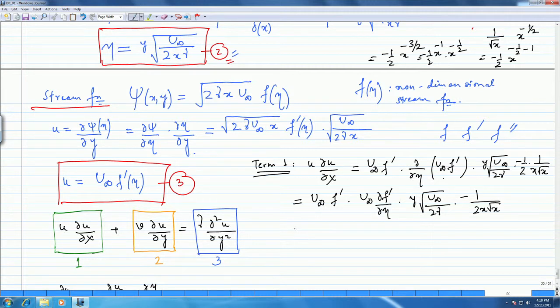So, if I do this, I am multiplying these two, so what I will get is u infinity square f dash, and del f dash by del eta is nothing but f double dash. Then we have a y, and let me introduce this x over here into minus 1 by 2x. Now, y into u infinity by 2 nu x is nothing but eta, this whole thing is eta.